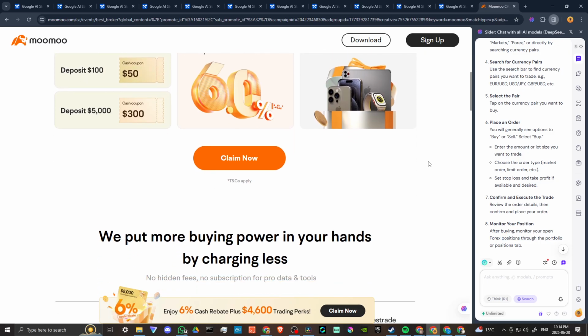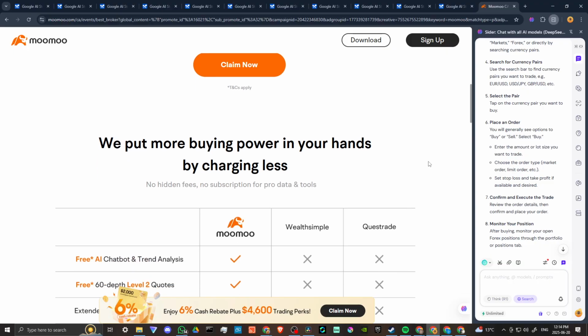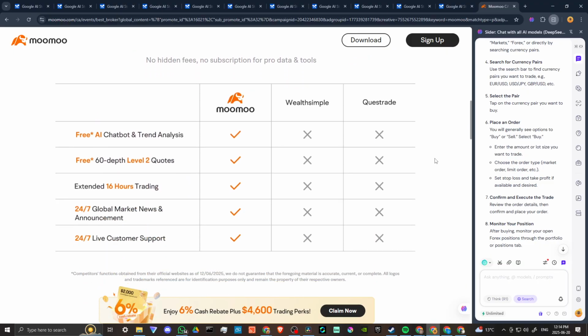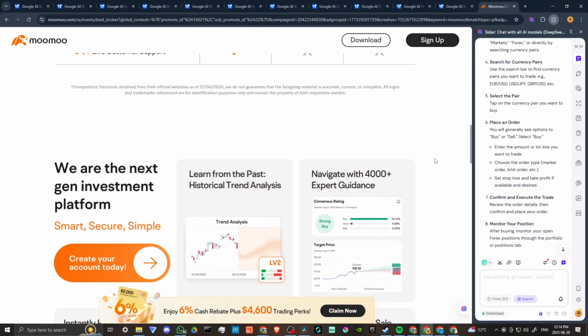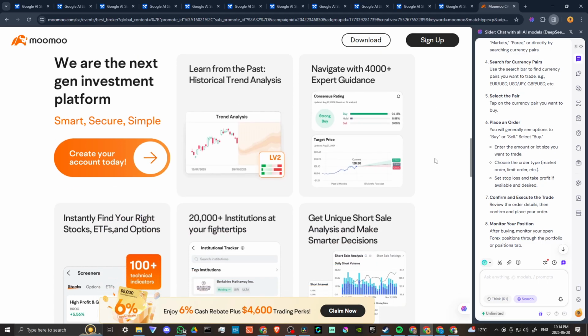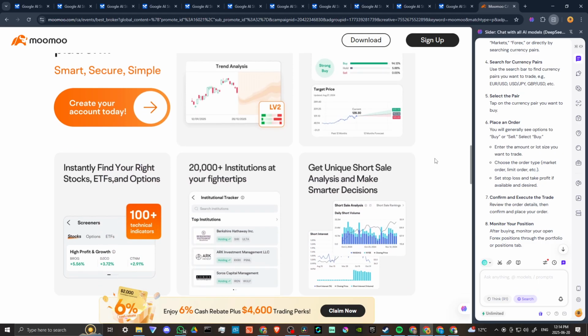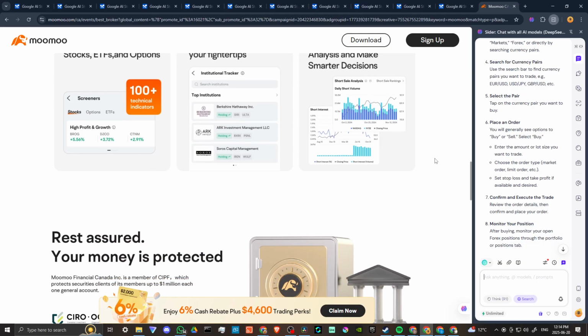You will generally see options to buy or sell. Select buy. Enter the amount or lot size you want to trade. Choose the order type and set stop loss and take profit if available and desired. Review the order details, then confirm and place your order.